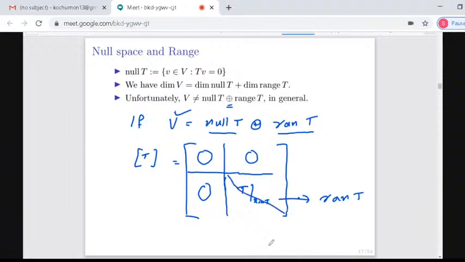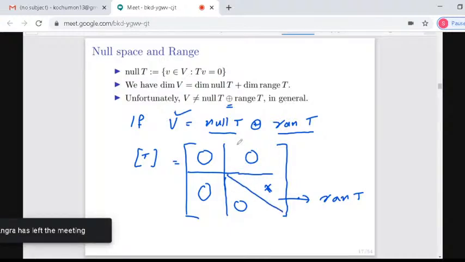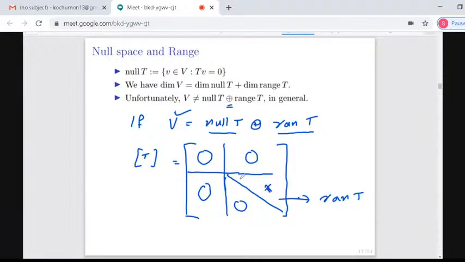I can choose a basis for the range in such a way that this part is 0 and there is something here. So essentially, if we had V equal to the null space of T direct sum the range of T, I could get a matrix with a lot of zeros. You see, only in this part you have some elements and everywhere else 0. This is a very nice situation. We can read a lot of information about T from here. But unfortunately, this is not true. And the unfortunate things make our life more interesting.